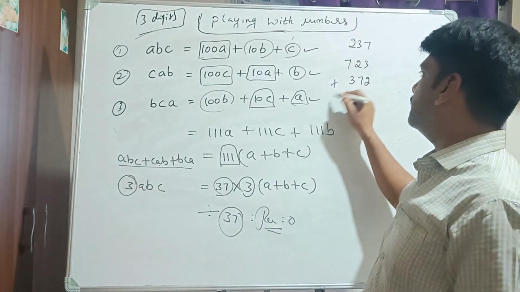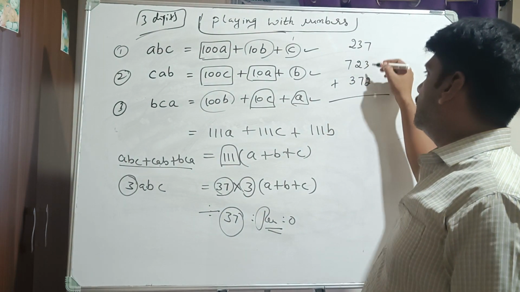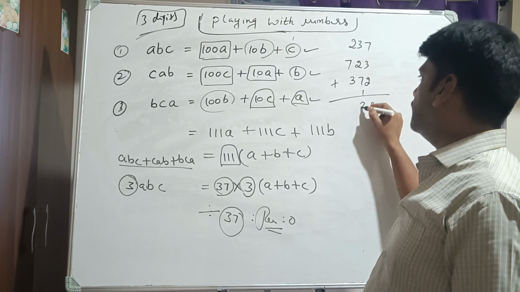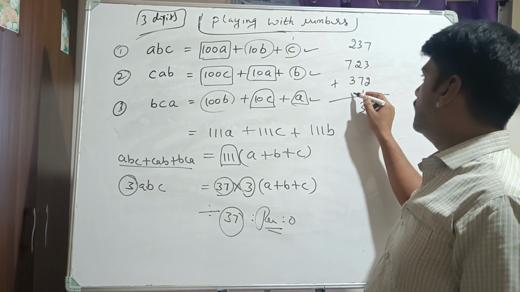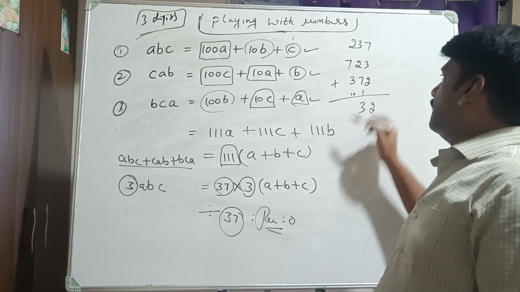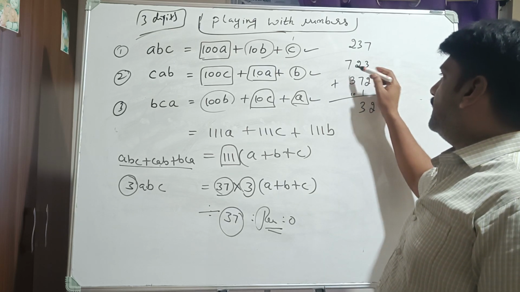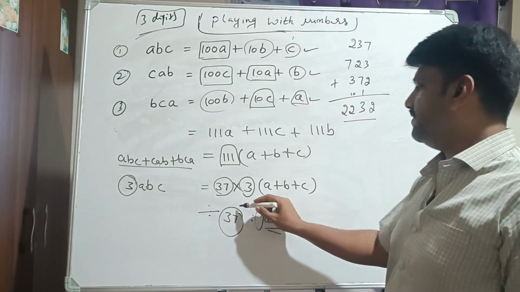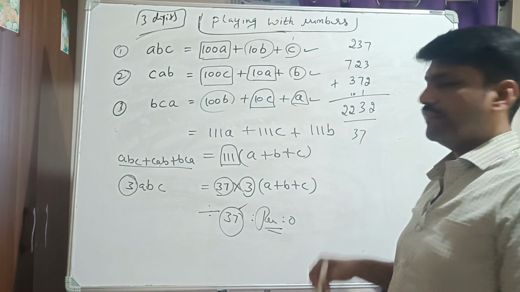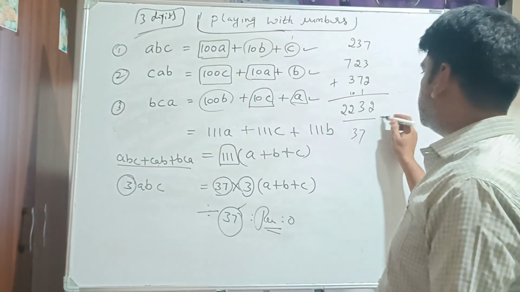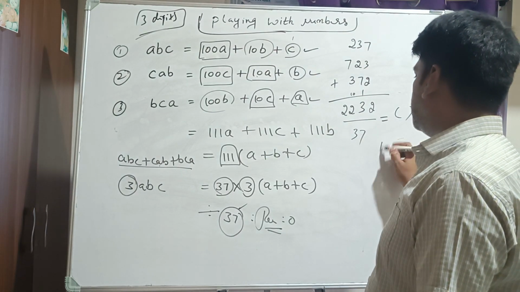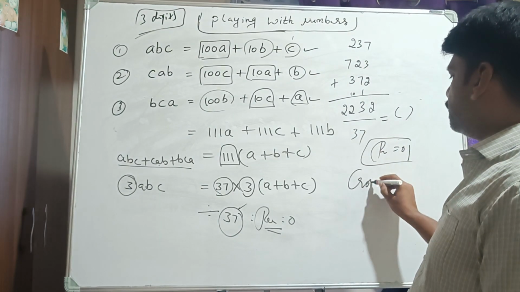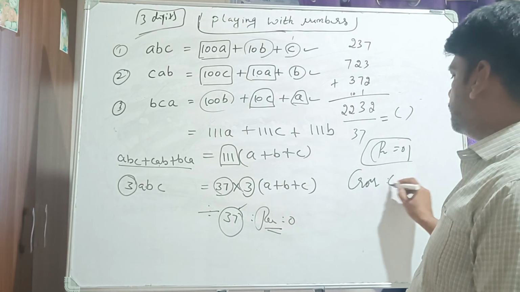Now I will add this. If I add this, 10, 12, 10, 13, 13 plus 7 is 20, 22. So you will get 22. So this, if it is divided by 37, I will get some value, but the remainder is 0. Cross check. The remainder is sure shot, it is 0.